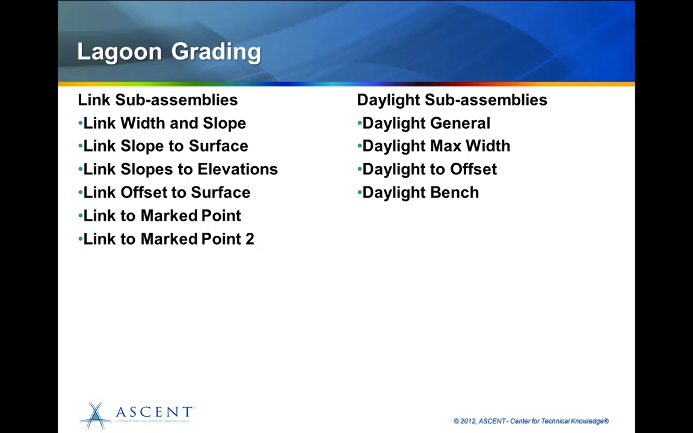Then the link, slope to surface subassembly is the same thing as grading to a surface with a grading object, and the link slopes to elevation is equal to grading to an elevation or a relative elevation with a grading object. The reason I point that out is because those are just 3 of the sub-assemblies that you can use. There are many, many more, and in fact I talk about many of them.